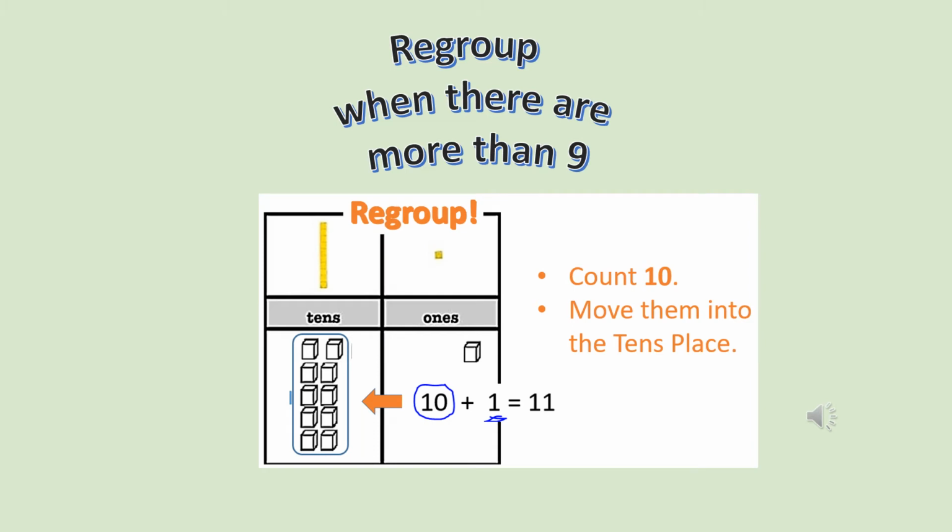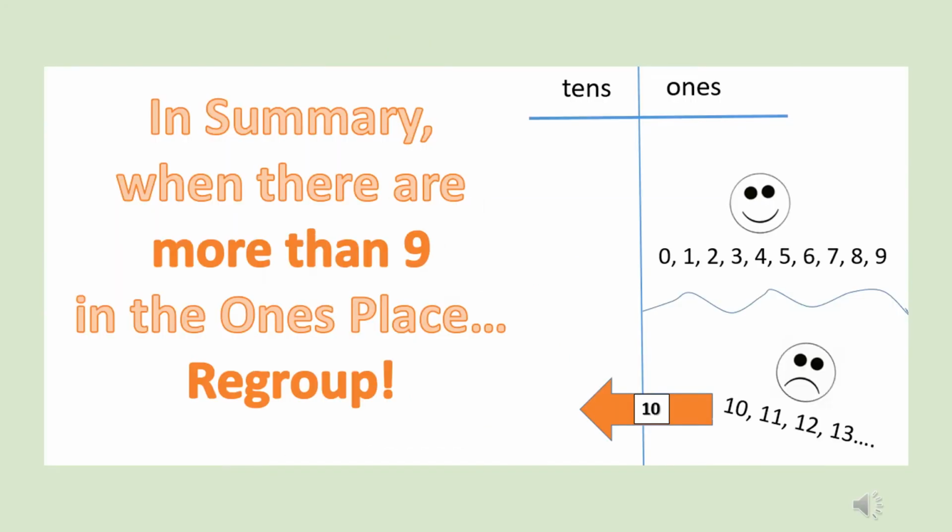Again, here's how it looks. When you collect 10 of the 11 cubes and you move them into the tens place, the rest stay in the ones place. So in this example, you have 1 left over, and it stays in the ones place. In summary, when there are more than 9 in the ones place, regroup. So if you have 10, 11, 12, 13, or any number bigger than 9, you will need to collect 10 and move it into the tens place.